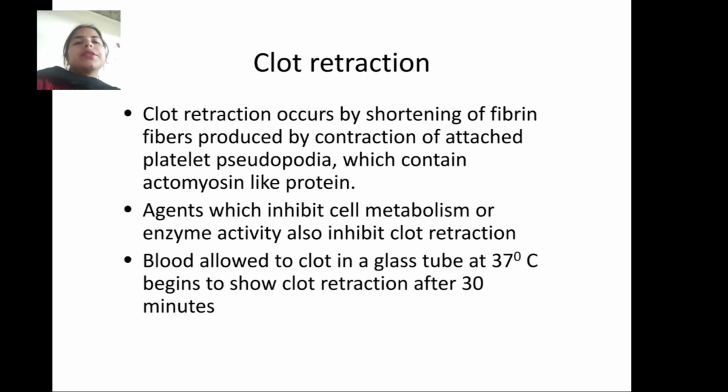Next is clot retraction. Clot retraction occurs by shortening of fibrin fibers produced by contraction of attached platelet pseudopodia, which contain an actomyosin-like protein. Agents which inhibit cell metabolism or enzyme activity also inhibit clot retraction. Blood allowed to clot in a glass tube at 37 degrees Celsius begins to show clot retraction after 30 minutes.